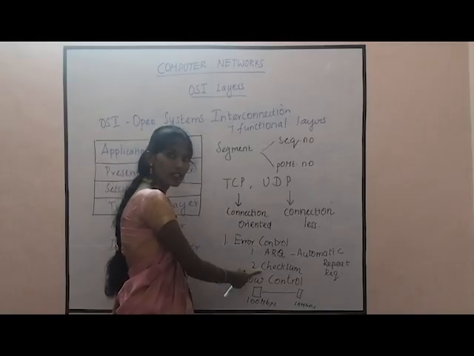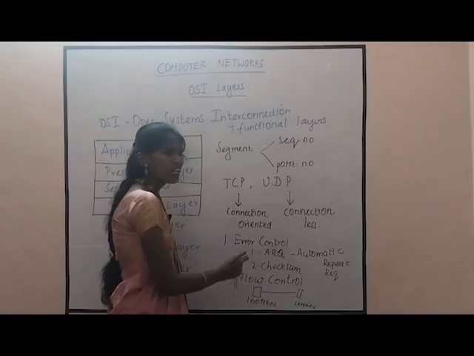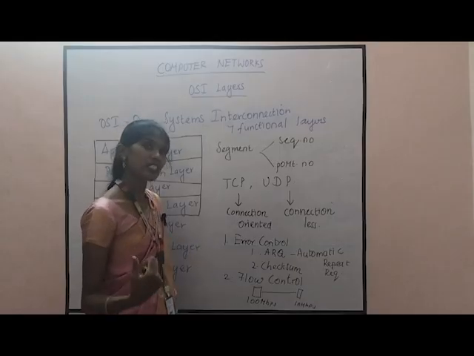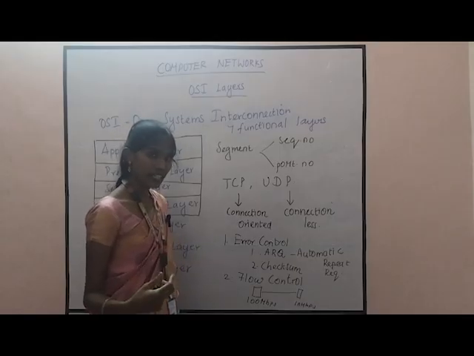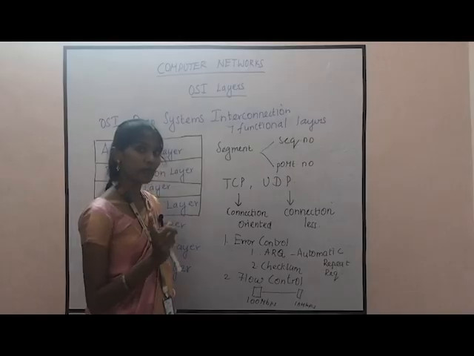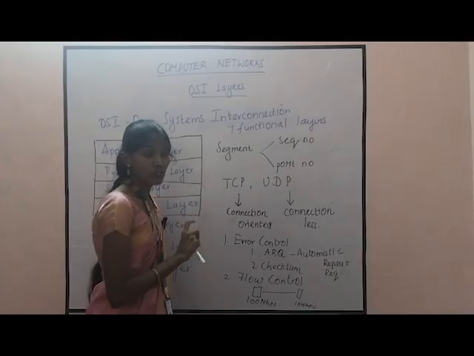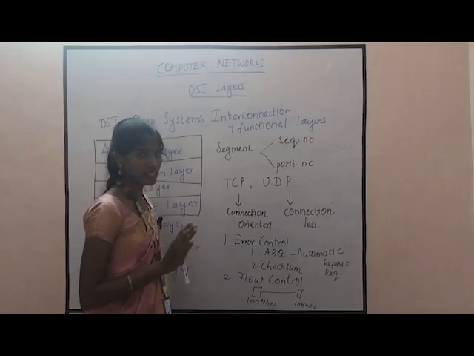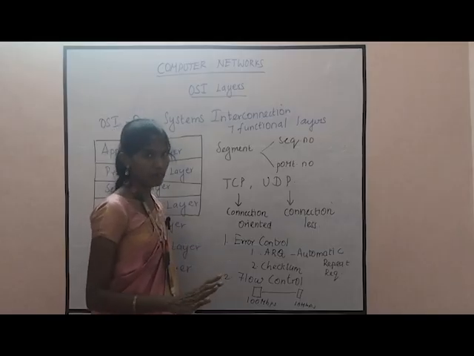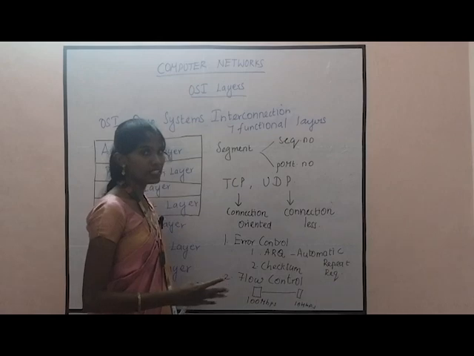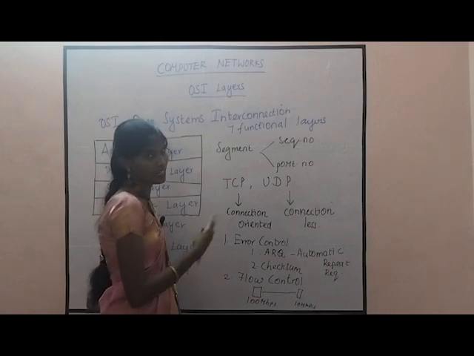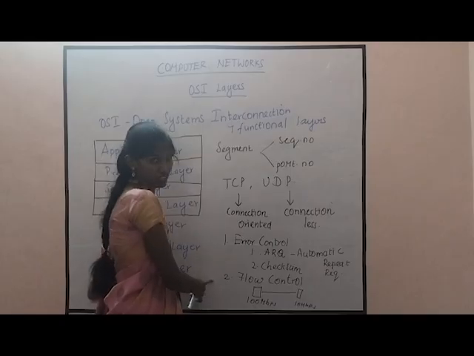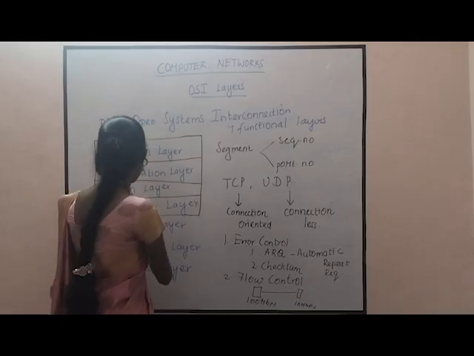The next mechanism is checksum. That is, a particular value will be appended to each segment. At the receiver side, those values will be added up and the final value will be compared with the code word sent by the sender. If both values are the same, then all the segments will be accepted, or else they have to go through another repeat request. Okay, these are the two functions of this transport layer.